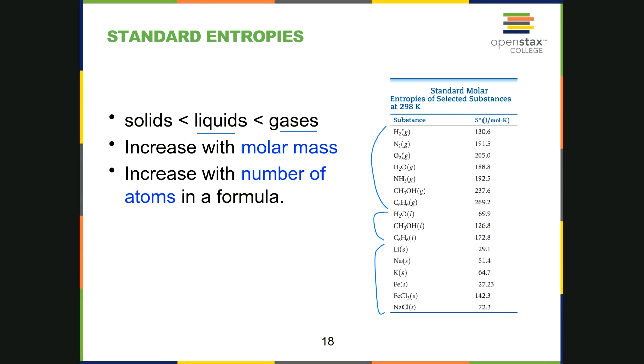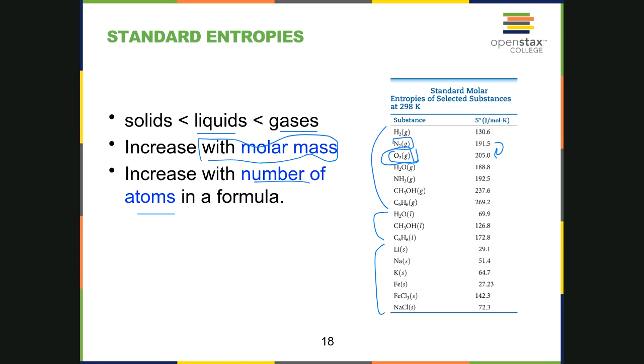Now, the next thing that we can get out of these is that the entropy is going to increase with the molar mass. So if we were to compare, say, nitrogen and oxygen, N2 molar mass is 28, and O2 molar mass is 32. So the oxygen has the higher molar mass. And if we compare the entropies, the entropy is larger for the oxygen. So that fits with this idea that if you have a higher molar mass, you're also going to have greater entropy.